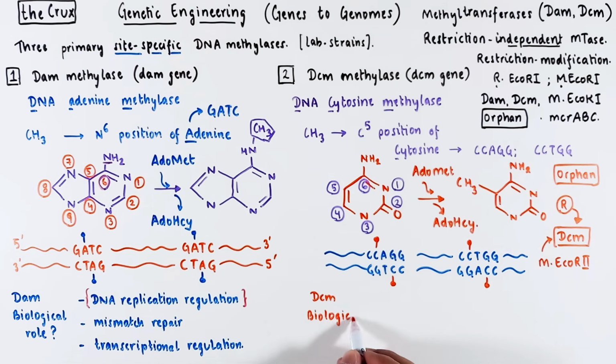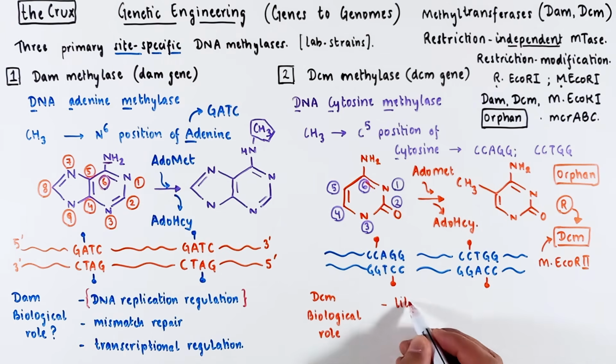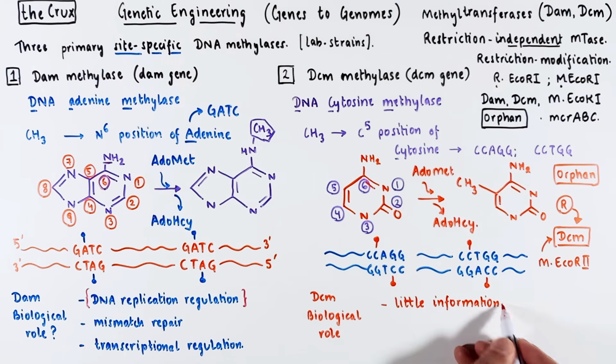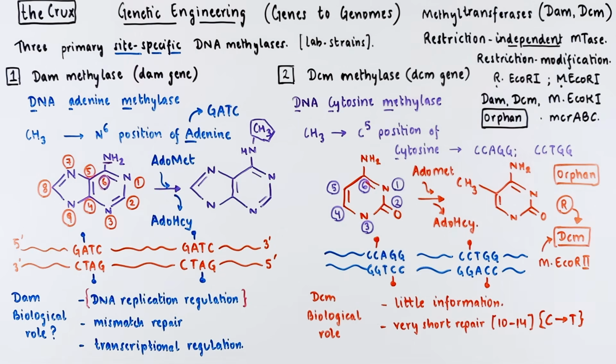What about the biological function of Dcm? Surprisingly, even after years of its discovery, we don't know much about its function. There's evidence that it helps in mismatch repair when cytosines are deaminated, resulting in C to T mutations. There's also some evidence suggesting that specific genes may be regulated by Dcm as well. But unlike Dam methylase, it doesn't have a specific role.